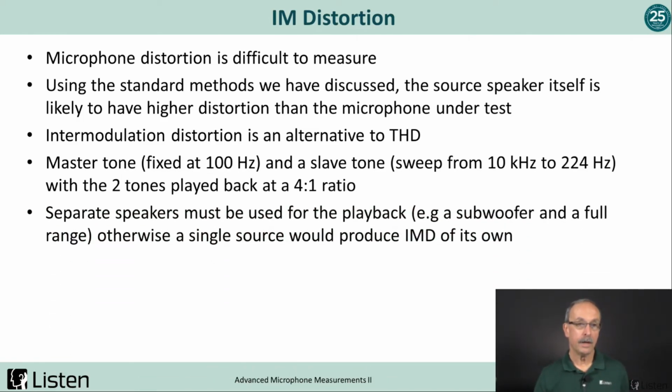It's also very important that separate speakers are used for the playback of the stimulus here. So for example, we'll play the master tone through a subwoofer, and the slave tone, the sweep, would be played through a full range speaker. Otherwise, if we played this through a single source, the speaker would produce intermodulation distortion of its own. So very important that we use two discrete speakers for the playback here.